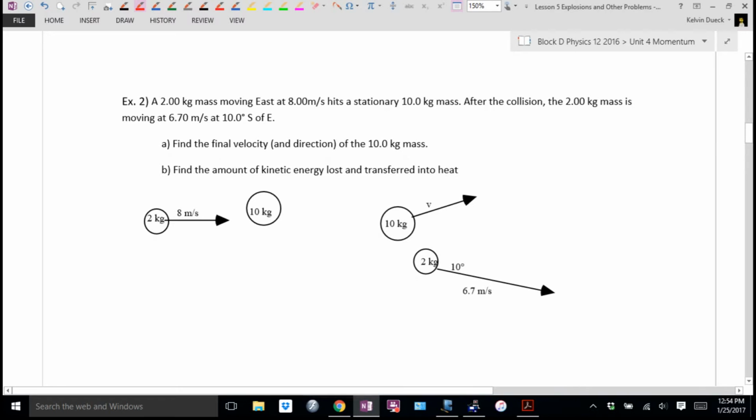Example 2 says, oh, they gave me a picture. You know what? Hannah, since they gave me a picture, let's see if you and I can take some shortcuts. Now, I wouldn't do this on a test, but we're in our notes and our homework. Let's see if we can. What does part A want us to find? And direction of the?